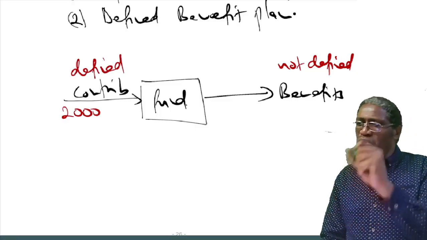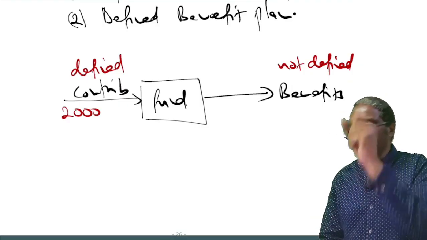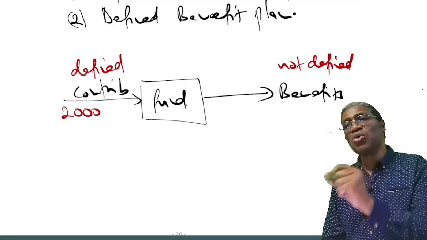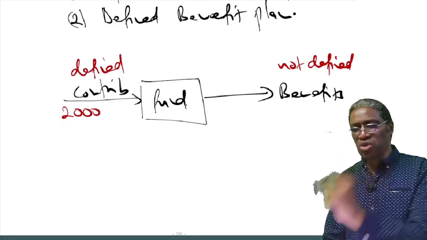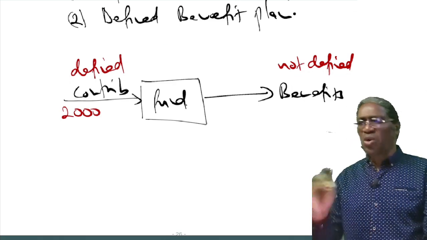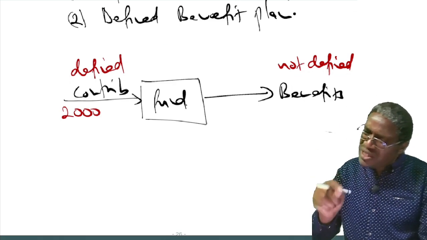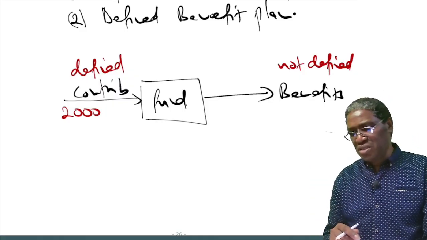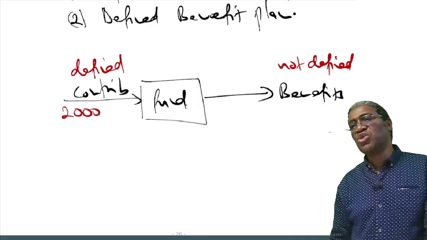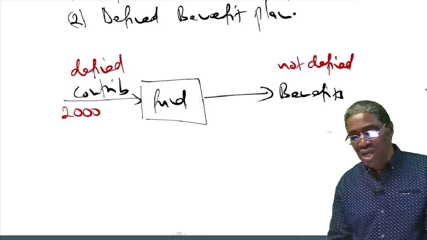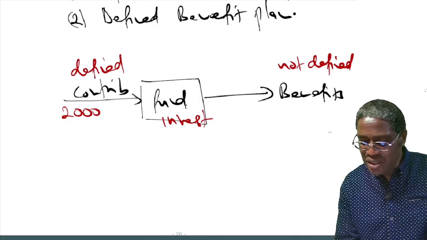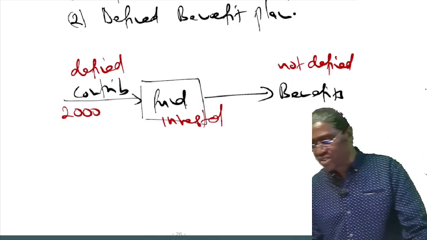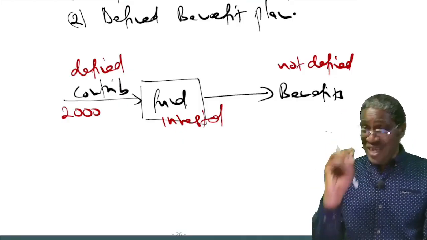But how much will the employee take home 10 years from now? That's the question. We are saying that amount is not defined. It's not known in advance. So the question is, what will influence the amount that the employees will take home at the date of retirement? Don't forget, I told you that these contributions are normally invested by the funding agent.